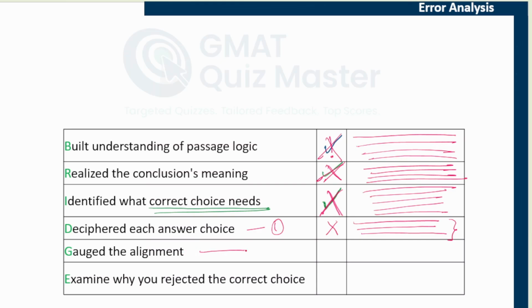then gauge the alignment is the second step. That is, did you match that choice A actually conveys what the correct answer choice needs to convey? If you did not do that, then this is the reason why you got this question incorrect. And this is a learning for you, that you have to always gauge the alignment between the choice that you are evaluating and what the correct answer choice needs to convey. Let's move to choice B now.